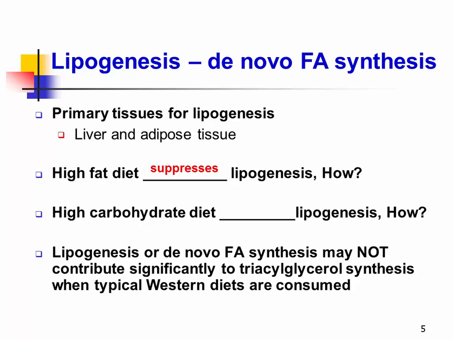And how about a high carbohydrate diet? How does a carbohydrate diet relate to lipogenesis? It should increase lipogenesis. I think we mentioned earlier that a carbohydrate diet, particularly a high sucrose diet, will increase lipogenesis. So if we take in too much carbohydrate, then we'll convert it to fat. So a carbohydrate diet basically stimulates lipogenesis.